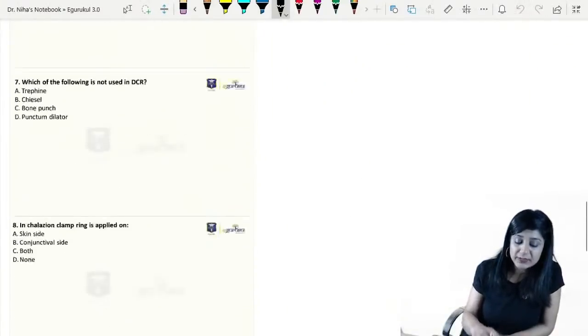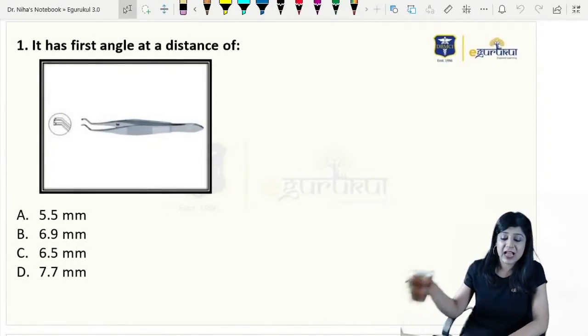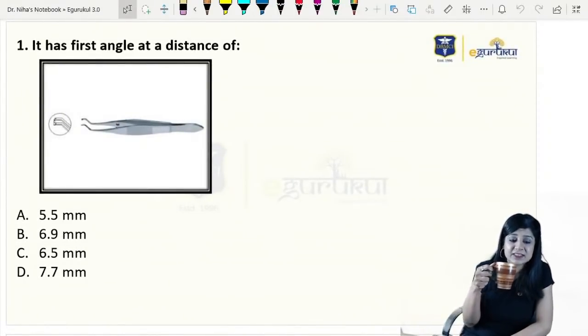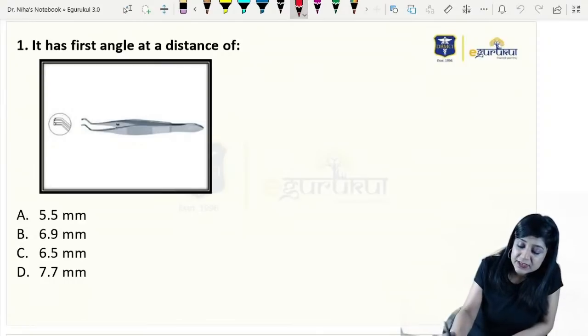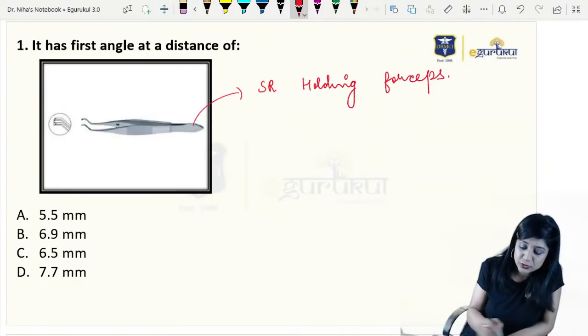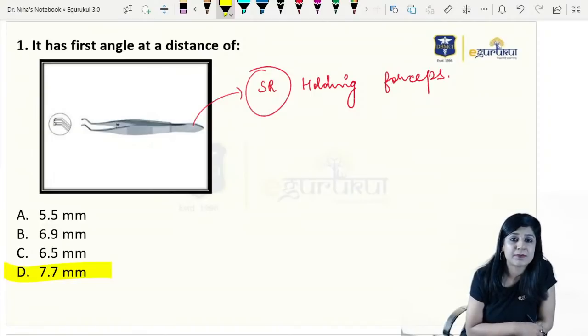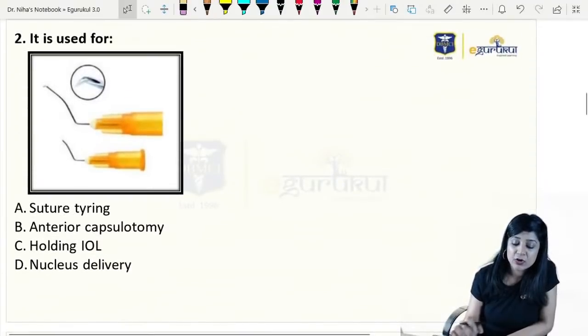So now we will quickly try to do the questions on the basis of the session. Now you will give the answers. What is this? This is actually your superior rectus holding forceps. Because this is a superior rectus holding forceps, it has a first angle present at a distance of 7.7 mm. This is the first question. Right answer is 7.7.